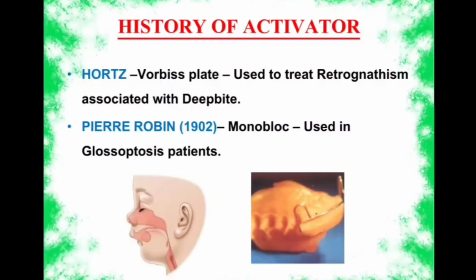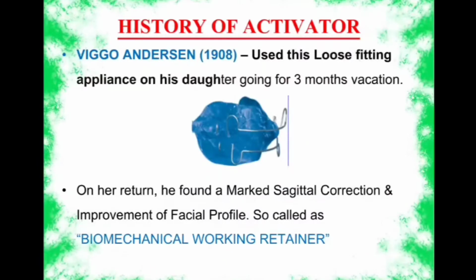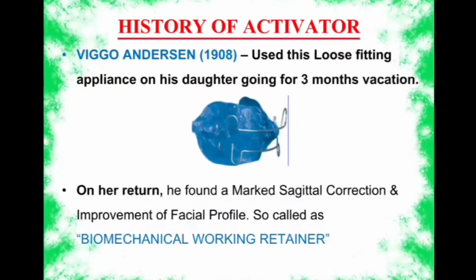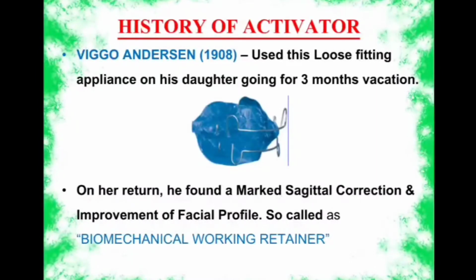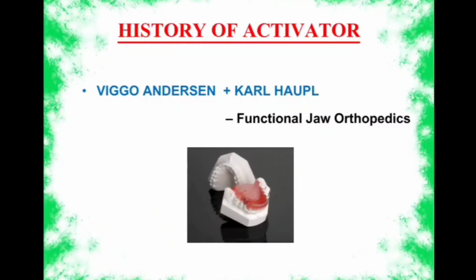In these patients, because of retrognathic or small mandible, the tongue will fall back due to lack of tongue space, leading to airway obstruction. And later, Viggo Andresen in 1908 used this loose-fitting appliance on his daughter going for a 3 months vacation. On her return, he found a marked sagittal correction and improvement of facial profile, so-called biomechanical working retainer. And Viggo Andresen, along with Karl Häupl, named it as functional jaw orthopedics.